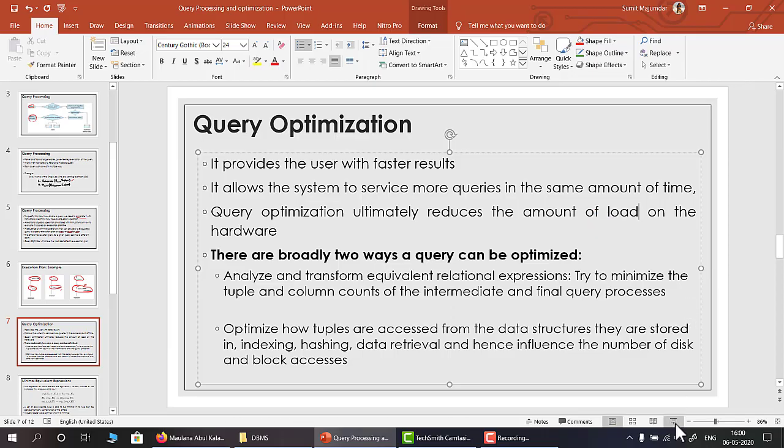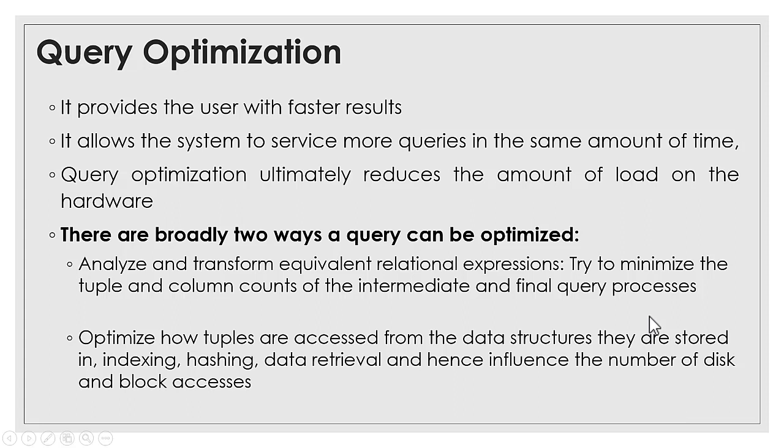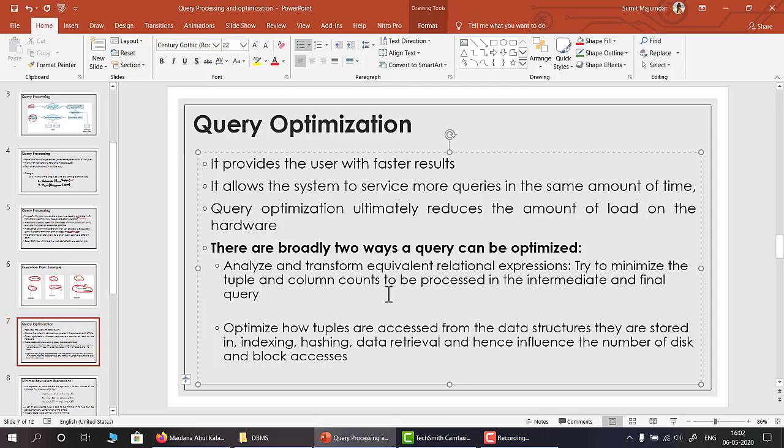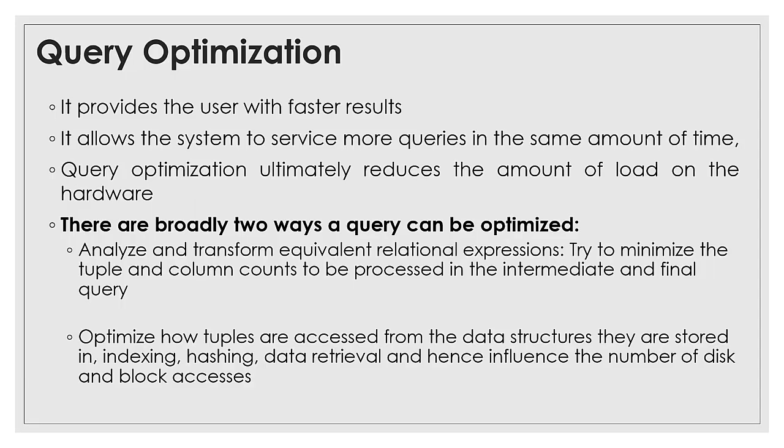Now the question is, why do we need query optimization? Because it provides the user with faster results, as well as it allows the system to service more queries in the same amount of time, because as it requires less resource utilization, so in that time other queries can also be performed. Now, query optimization ultimately reduces the amount of load on the hardware, obviously, as it requires fewer resources. So there are broadly two ways a query can be optimized.